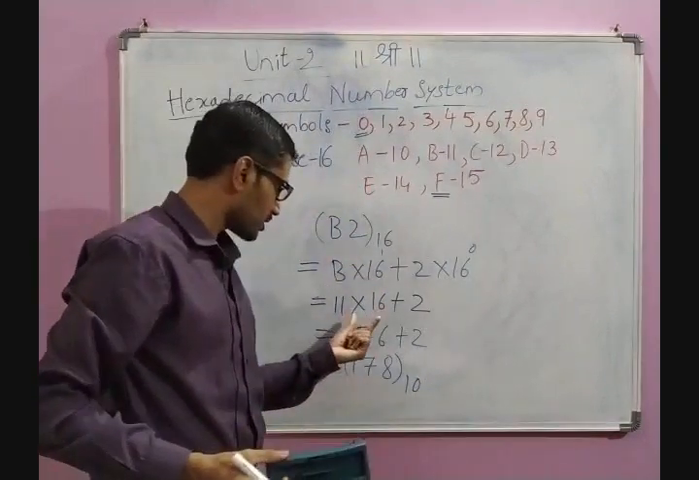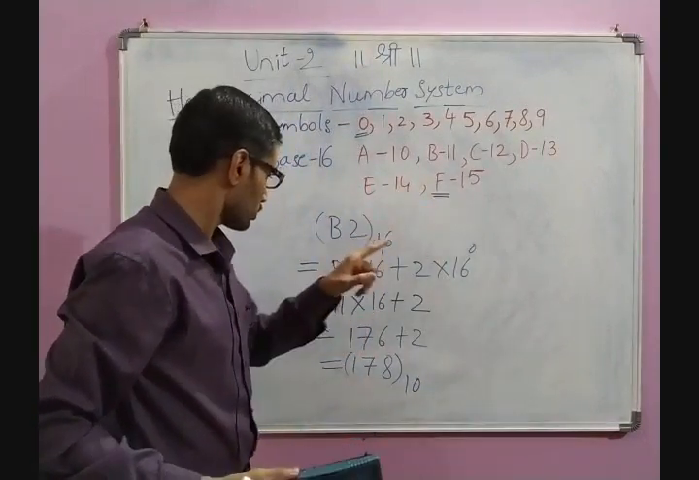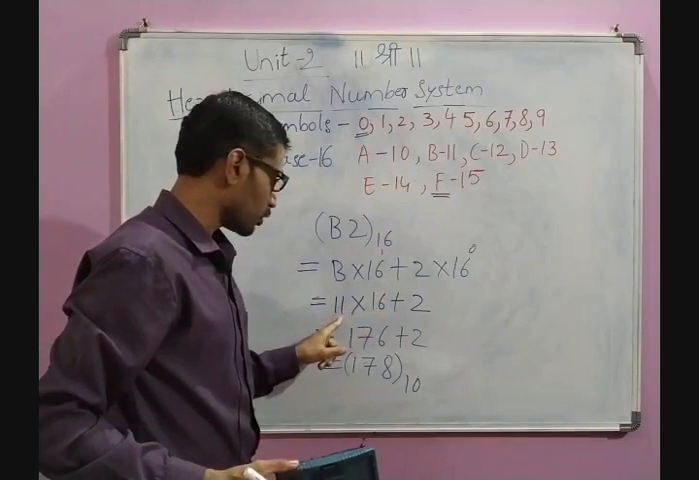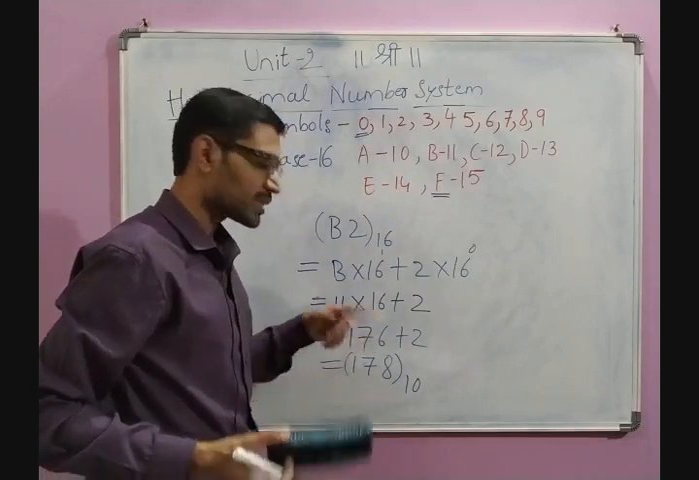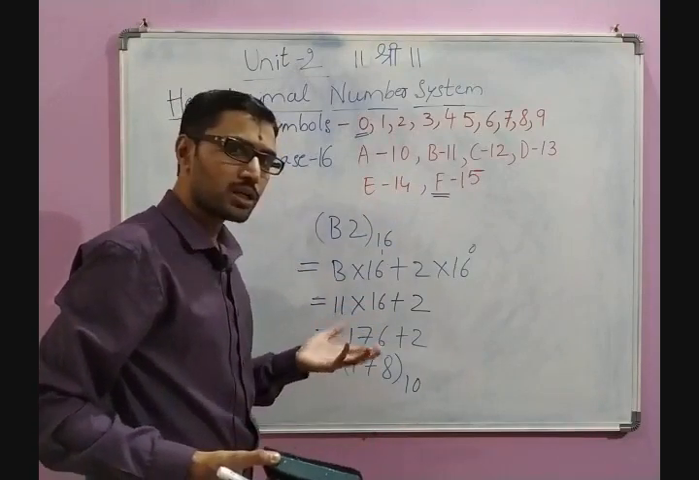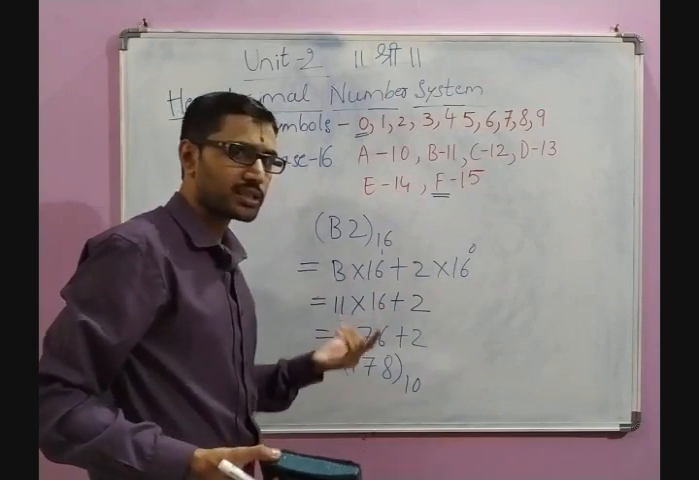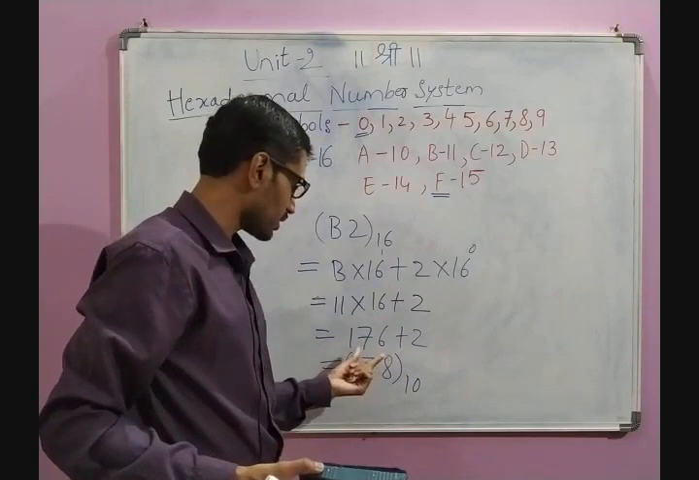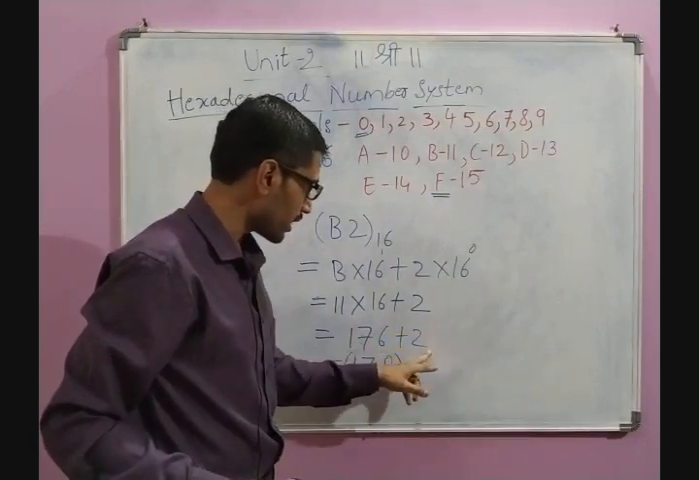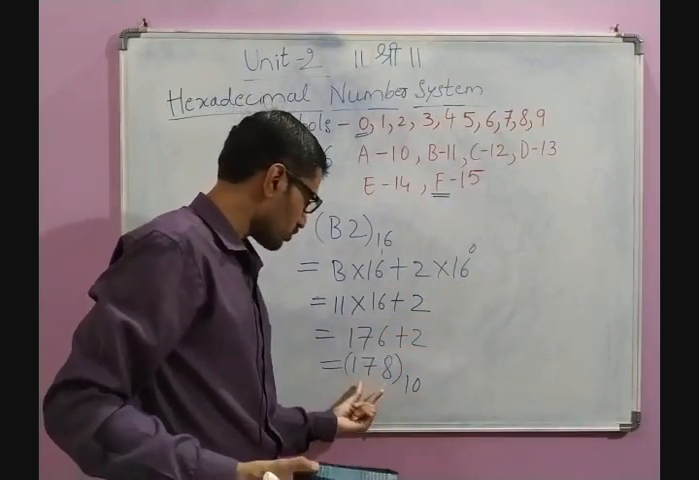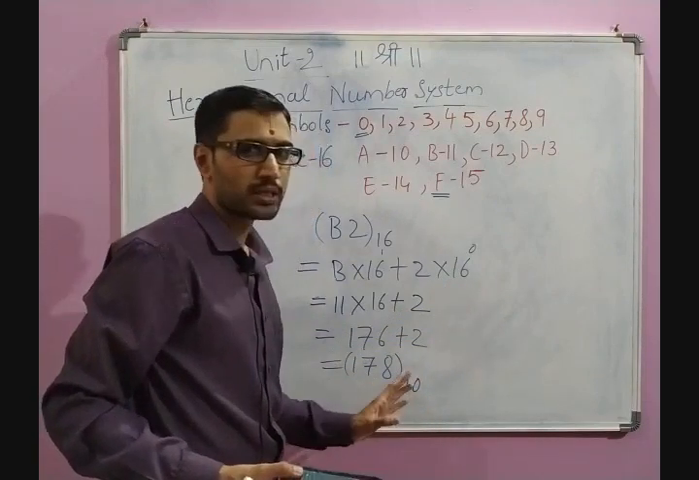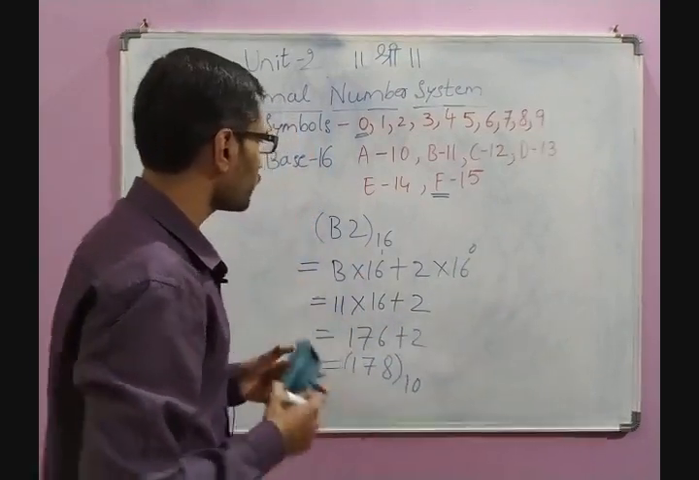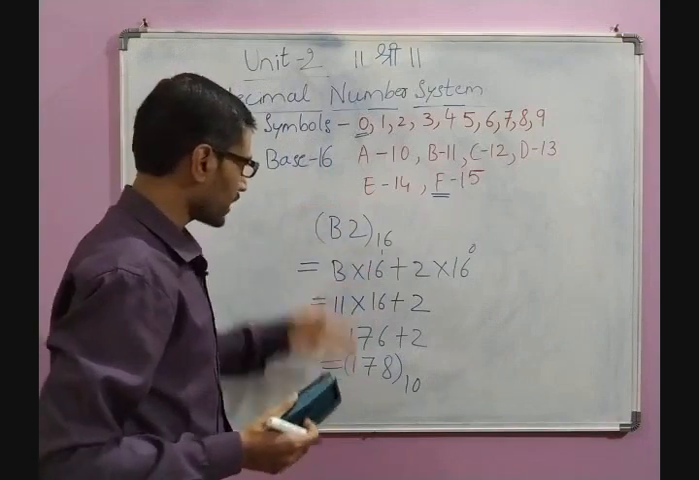Just verify the answer. B is equivalent to 11. So 16 into 11, how can we simplify this? 16 into 10 is 160, 16 ones are again 16. So 160 plus 16 will be 176. Orally also you can do this; plus 2, so this will be 178 to the base 10. So these are a few examples of hexadecimal numbers.